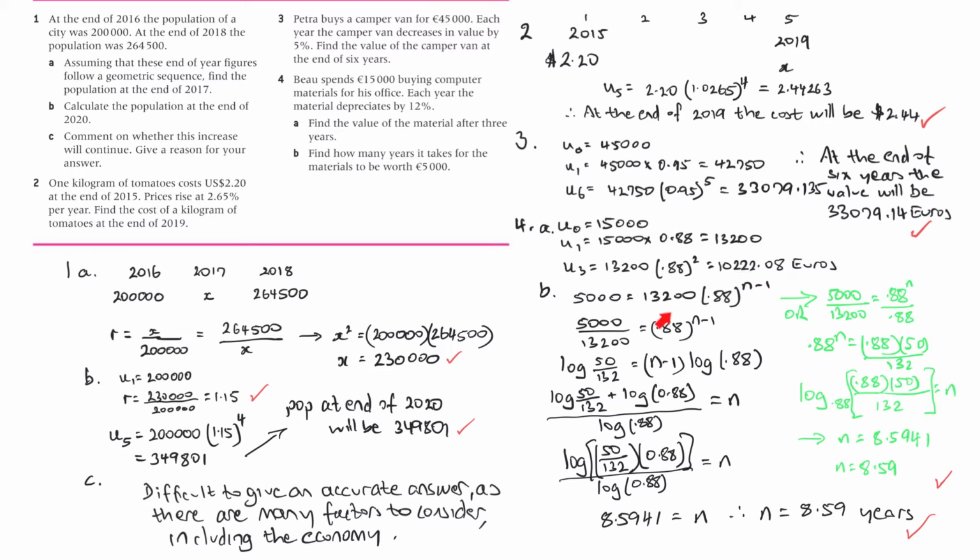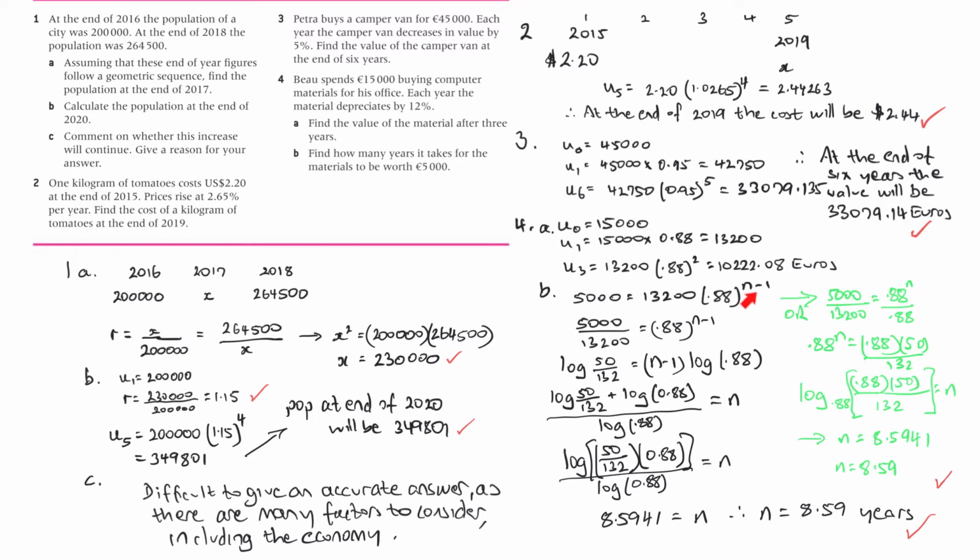Now B, find how many years it takes for the materials to be worth 5,000. Well, if something is worth 5,000, we've got to find out how many years. For example, in the first year, we said it was 15,000 times 0.88. In the third year, we said it was going to be 10,222.08, and this number is getting smaller and smaller. So we want to know when that number gets to 5,000. Okay, so we put that on the left here: 5,000 equals U1, which is 13,200, times 0.88 to the power of n minus 1.